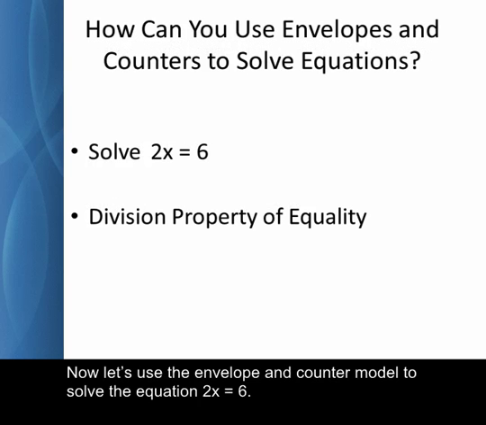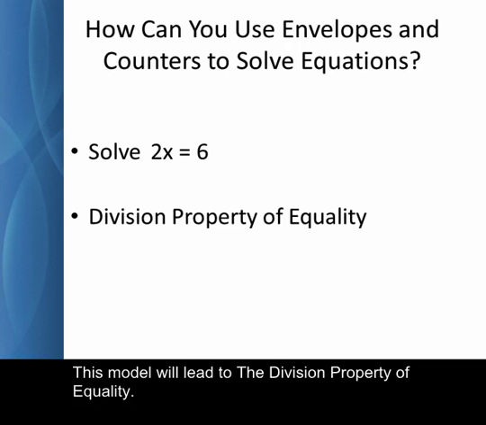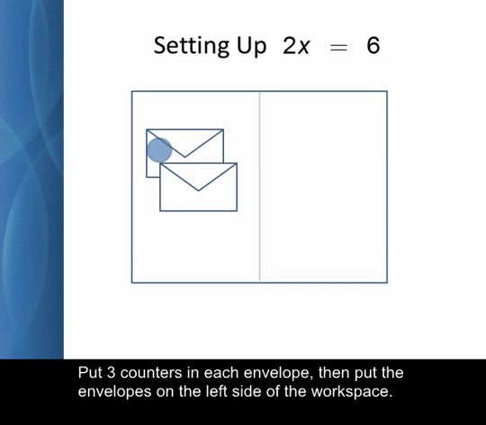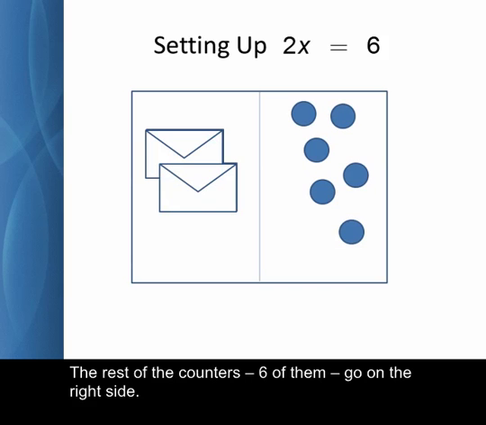Now let's use the envelope and counter model to solve the equation 2x equals 6. This model will lead to the division property of equality. To model the equation 2x equals 6, we need 2 envelopes and 12 counters. Put 3 counters in each envelope, and then put the envelopes on the left side of the workspace. The rest of the counters, 6 of them, go on the right side.